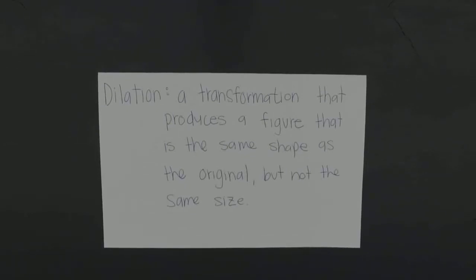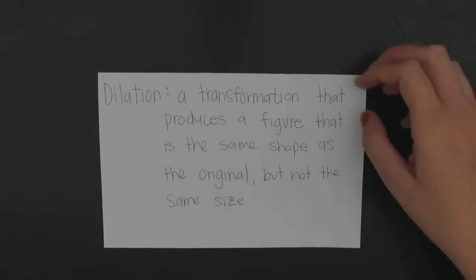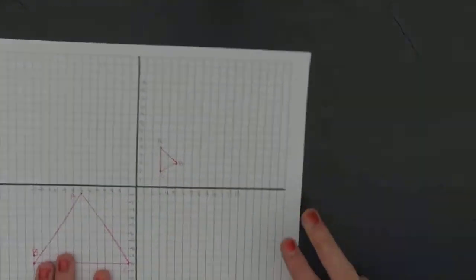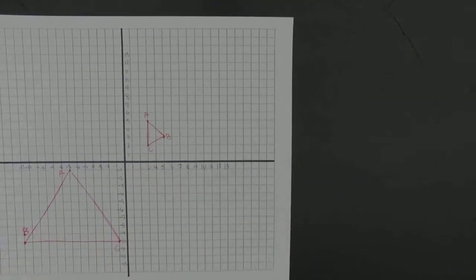So a dilation is a transformation that produces a figure that is the same shape as the original, but not the same size. Okay, so they are similar. Same shape, meaning it has the same angles. If it starts a triangle, it still is a triangle, but it could be a different size. It's going to get bigger or smaller. And hopefully you remember from our last video or from in class, if it gets bigger, it's a dilation with a scale factor greater than 1. If it gets smaller, it's a dilation with a scale factor less than 1.